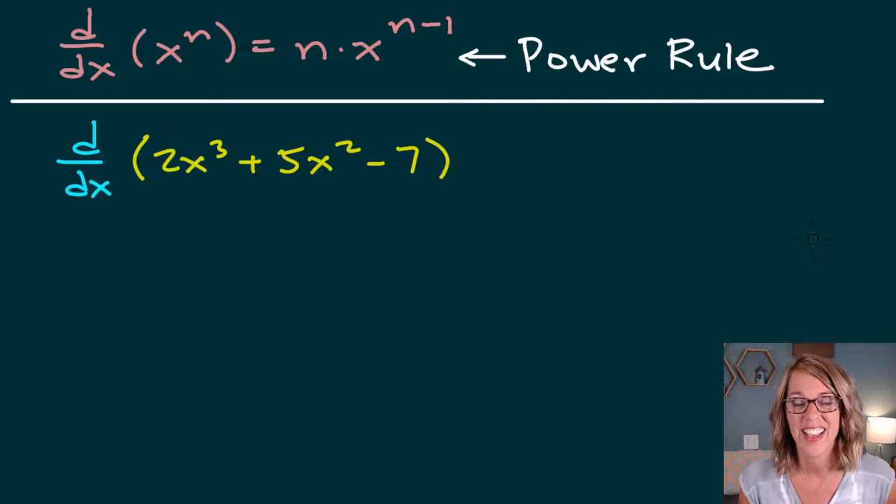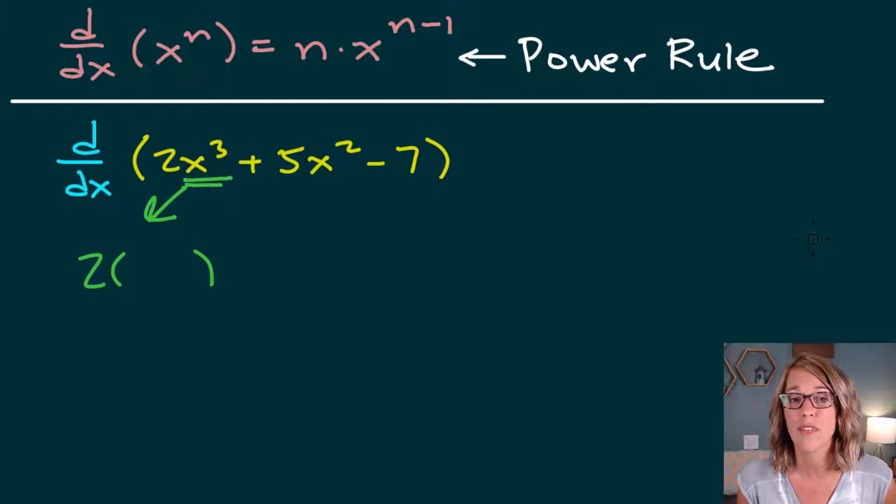minus 7. As I take this, I'm going to go ahead and do it term by term. So first with the 2x cubed, I pull the 2 out in front, it's a constant multiplier, and then we're going to take the derivative of x cubed. Power rule, 3 goes out in front, and I subtract 1 from the power. I'm going to squish it in right there. Let's go ahead and do the next one.